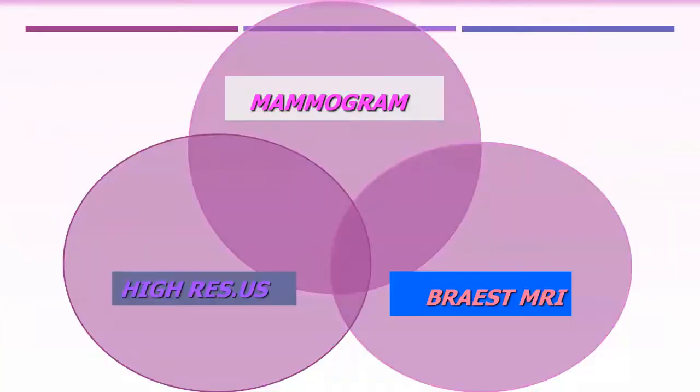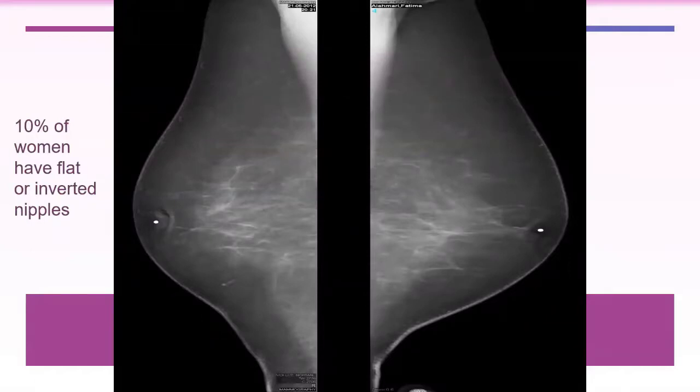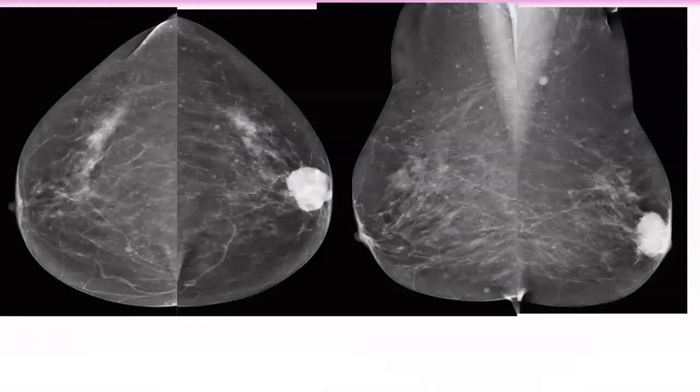And what about this? Here, this is bilateral inverted nipples. It is seen in 10% of women. 90% of women have erectile or protruded nipples, but 10% have either flat or inverted nipples as a variant. Also, especially if it is unilateral, it can mimic breast cancer. Okay, what about this one?